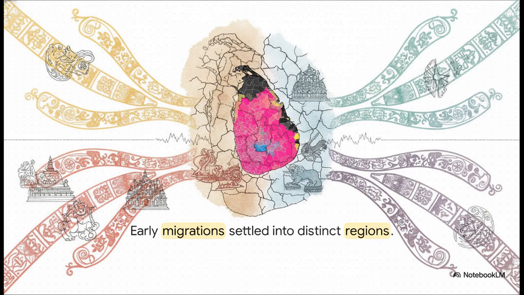Now, what's really important to grasp here is that these early migrations didn't just casually blend together into one giant melting pot. No, they settled into very distinct geographical pockets. Because of those incursions and migrations, for a huge chunk of history, the island was actually ruled by 2 completely separate sets of kings. You had Sinhala kings in the major southern portion, and Tamil kings up in the north and parts of the east. The physical geography of the island was quite literally split by these distinct identities.